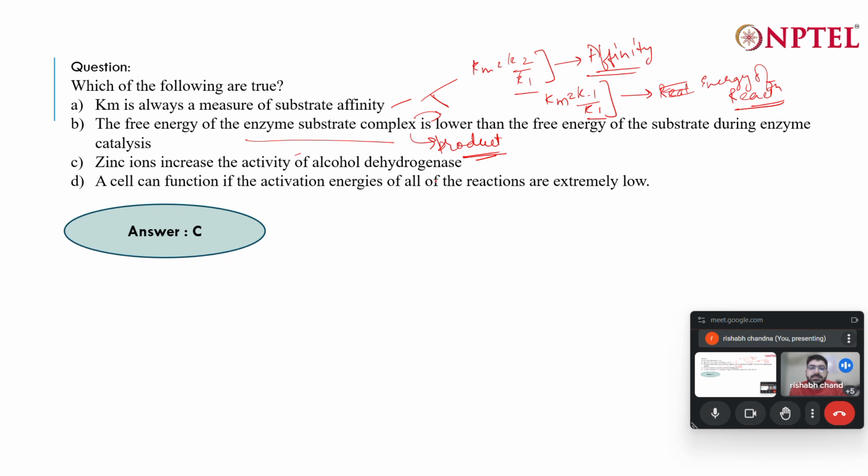Then, zinc ions increase the activity of alcohol dehydrogenase. Yes, because zinc ions are involved as cofactors of the alcohol dehydrogenase. A cell can function if the activation energies of all the reactions are extremely low? No, because in that case enzymes would not be required, as the activation energy is so low that the substrate can directly be converted to the product molecules. So the correct answer is option number C.